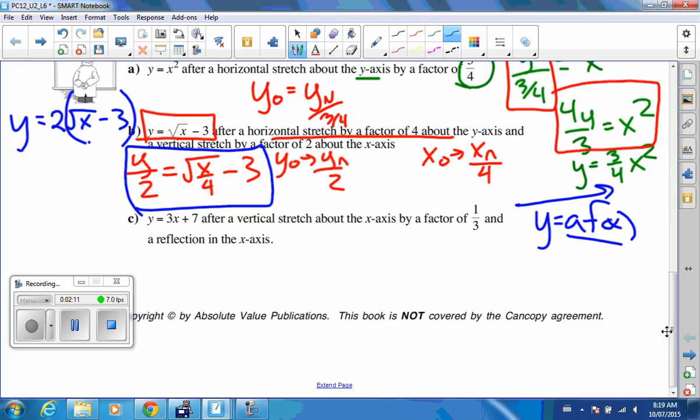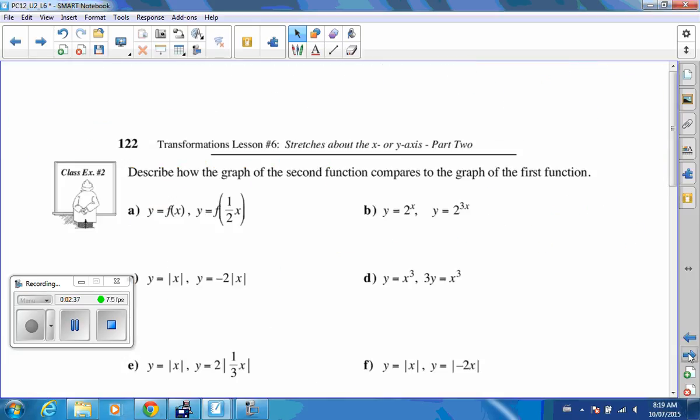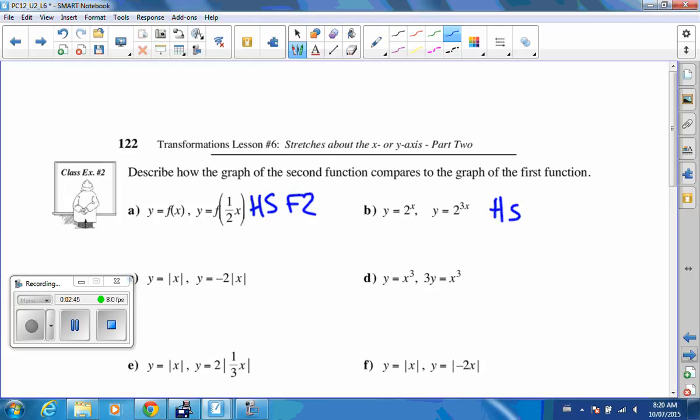So horizontal stretch by a factor of 1/3, x old gets replaced by x new over 1/3, or 3x new. So this is going to be y equals 3 times 3x plus 7, or 9x plus 7, once I simplify it out there. Replacement here, this is going to be a horizontal stretch by a factor of 2. This is going to be a horizontal stretch by a factor of 1/3, again, because that would be like x over 1/3.